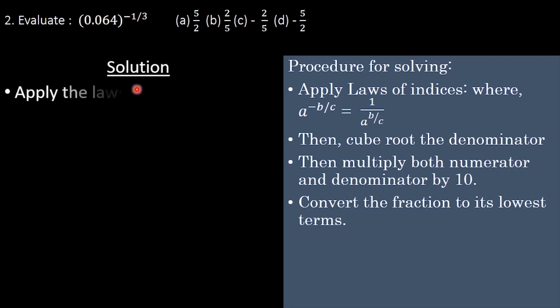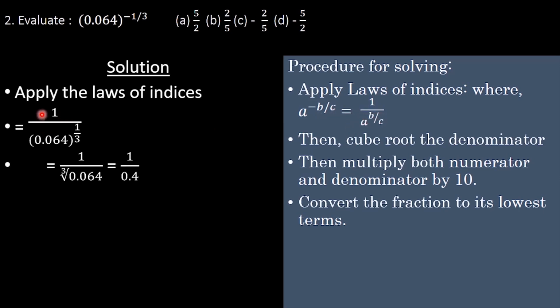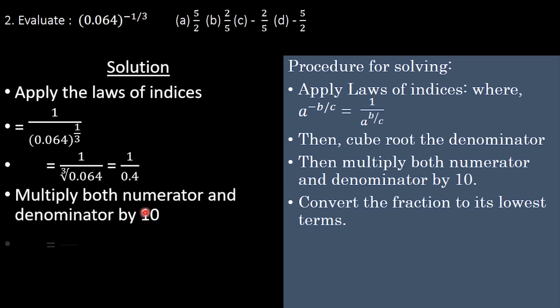Let's check the solution. Let's apply the laws of indices, where a raised to power minus b over c is equal to 1 over a raised to power b over c. Therefore we are going to have 1 over 0.064 raised to power 1 over 3, which is equal to 1 over cube root of 0.064, which gives 1 over 0.4. Then we multiply both numerator and denominator by 10. We now have 1 multiplied by 10 over 0.4 multiplied by 10 equals 10 over 4. When we convert the fraction to its lowest terms, we have 5 over 2.